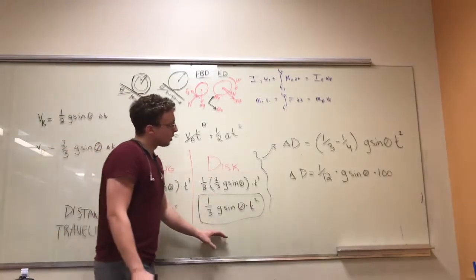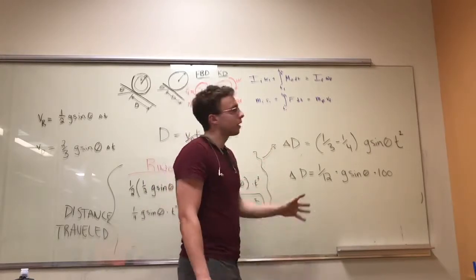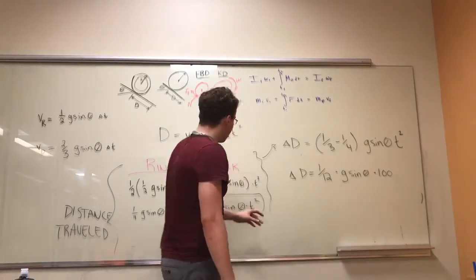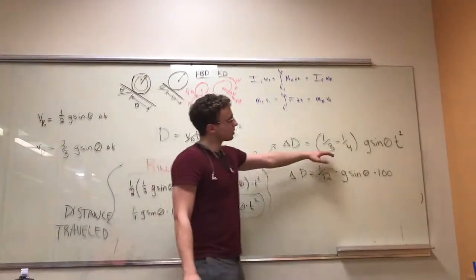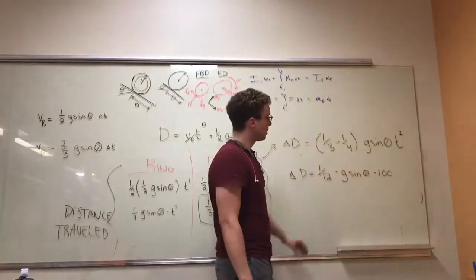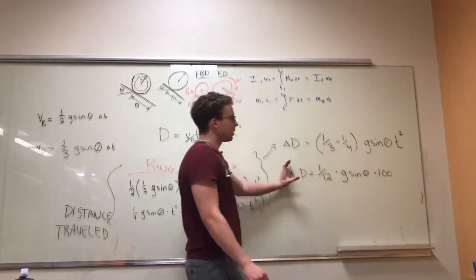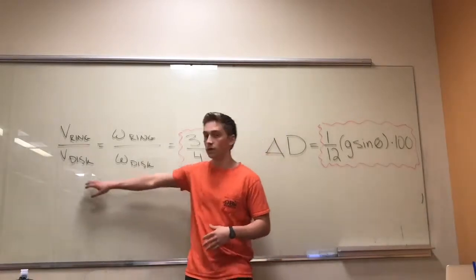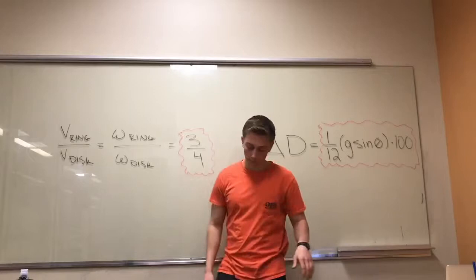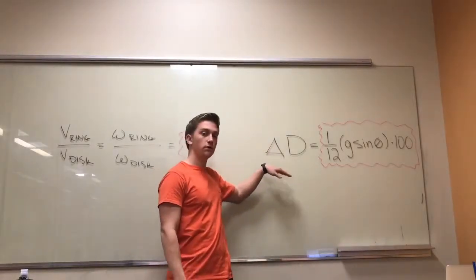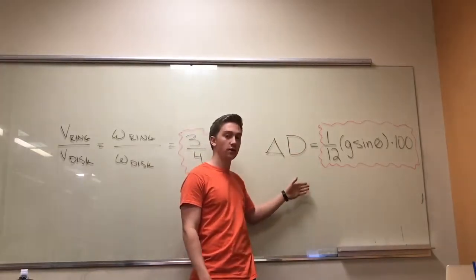Proceeding, the distance between them is just the absolute value of the difference between their distances. We have similar terms with g sine theta times t squared, so we factor out 1/3 minus 1/4, and we get 1/12 times g sine theta multiplied by 100, which equals our delta d. We found that the ratio of the velocities is equal to the ratio of the angular velocities, which equals 3/4. The change in distance after being released simultaneously, after 10 seconds, is 1/12 g sine theta times 100.